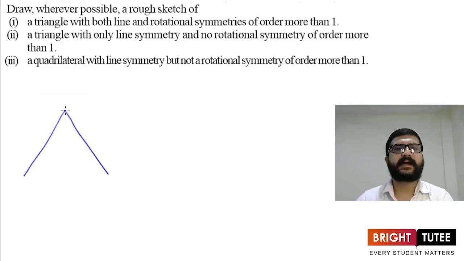Let's say we have an isosceles triangle like this. Let's say this vertex is P. Now this side is equal to this one. So its line of symmetry will be like this. This is the line of symmetry. Now by which angle should we rotate this triangle to get the same triangle back again? If we rotate by 120 degrees, we will get something like this.